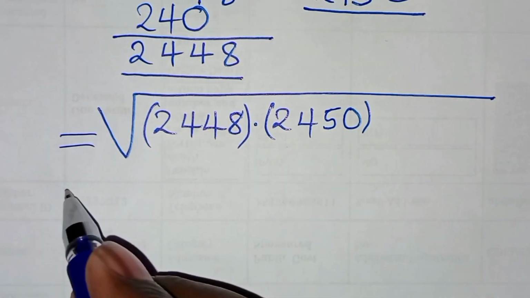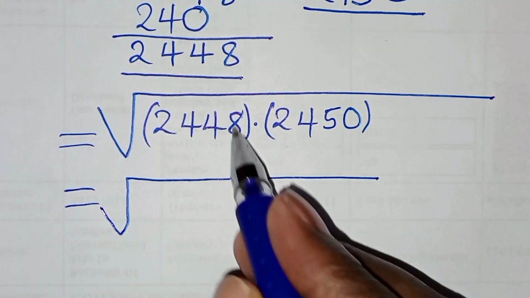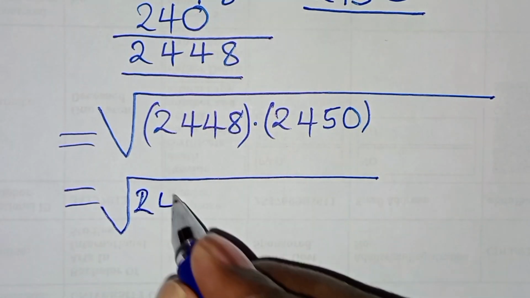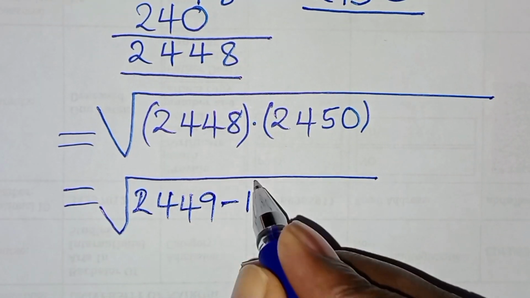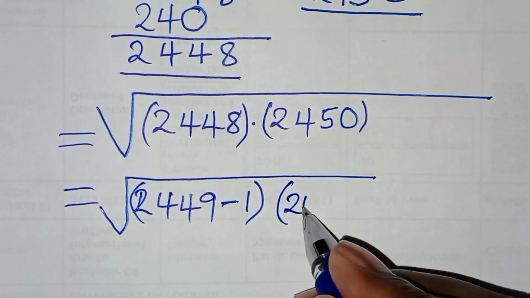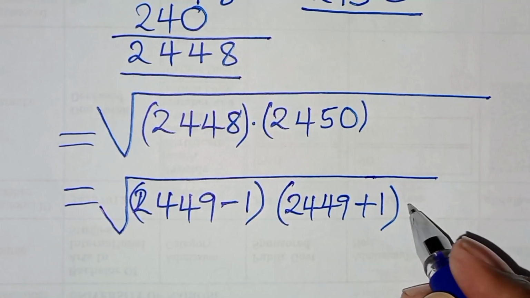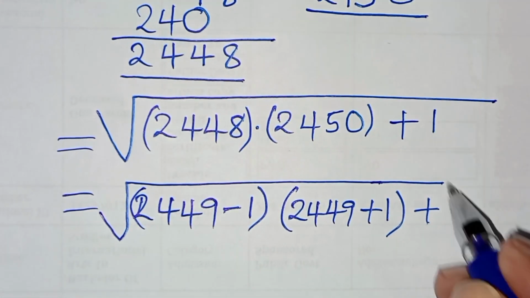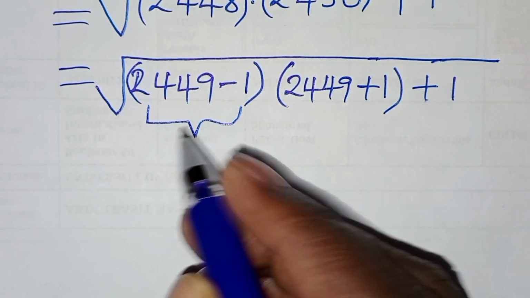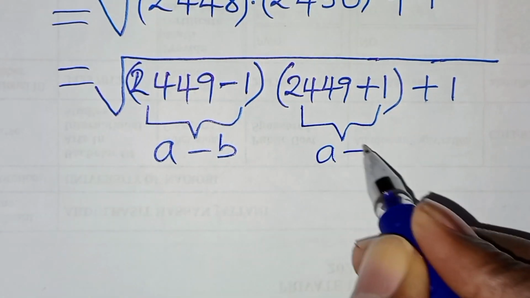So the next step from here, we can express 2448 as 2449 subtract 1, and we can express 2450 as 2449 plus 1. Close the bracket and then plus 1. So here we have plus 1 here. So this implies that this particular part here is in the form of a minus b. And this particular part here is in the form of a plus b.